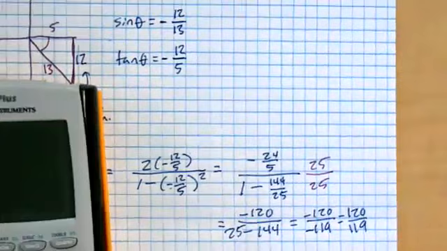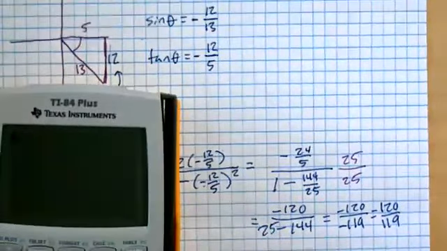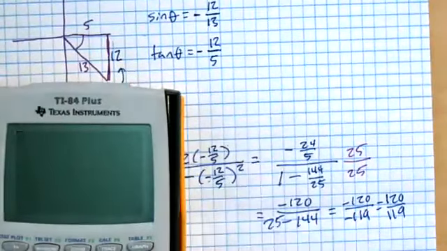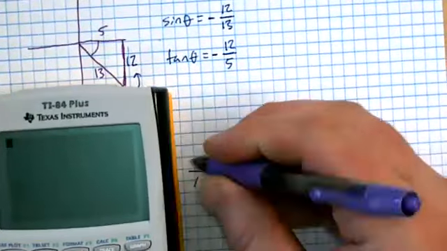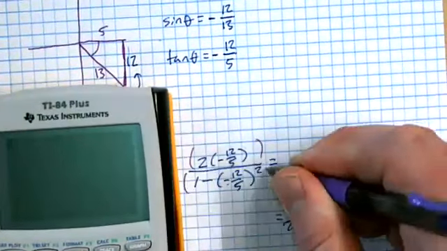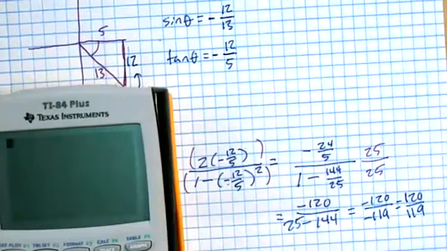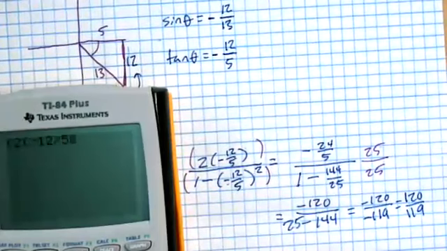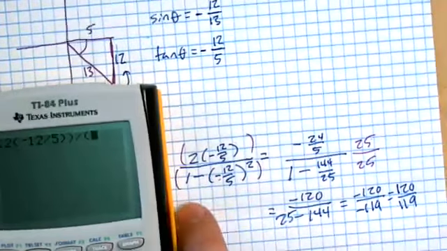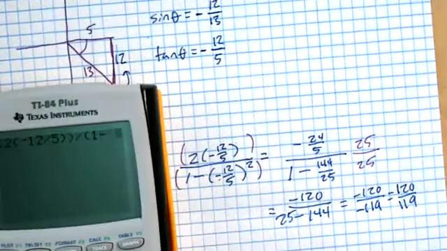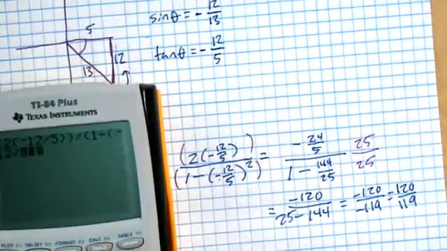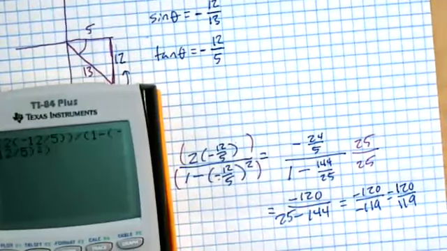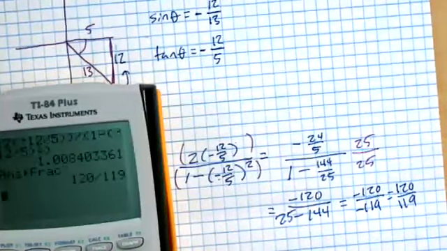Just to show you, a calculator would do this whole thing for you. But you got to get parentheses in correctly. So you would need a set of parentheses here and a set of parentheses here. I just type the whole thing in: 2 times negative 12 over 5, and that parenthesis and the parenthesis on the numerator, divided by 1 minus parenthesis negative 12 over 5 squared, and that parenthesis. It's going to give me a decimal, and then I can go math frac 120 over 119.